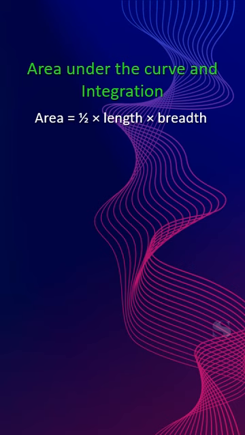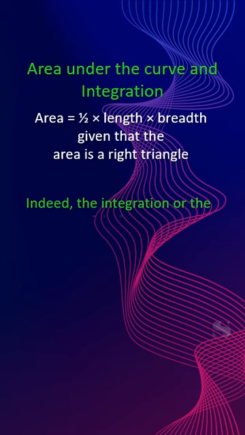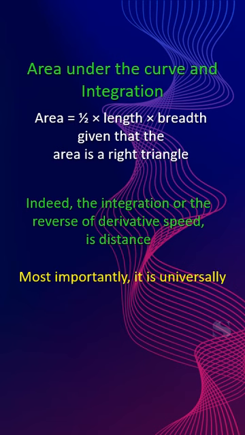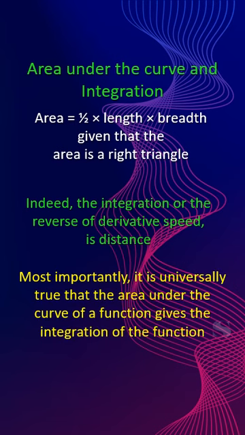The area is simple, half into length into breadth, given that the area is a right triangle. Indeed, the integration or the reverse of the derivative of speed is distance. Distance is the integral of speed. We will keep it simple here and not explain further. Most importantly, it is universally true that the area under the curve of a function gives the integration of the function.